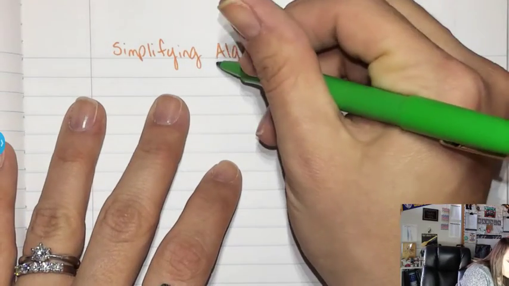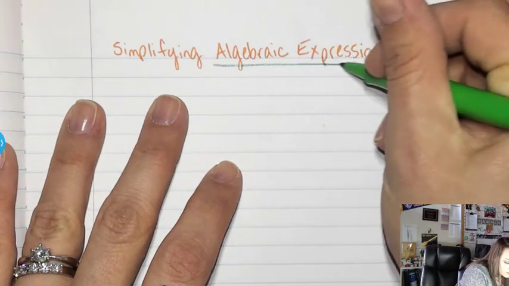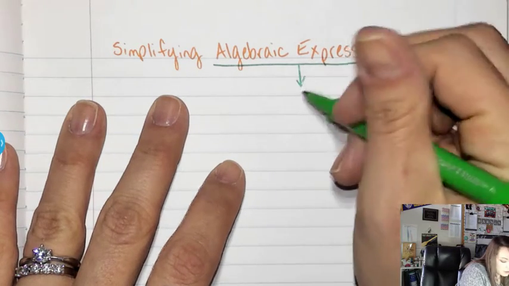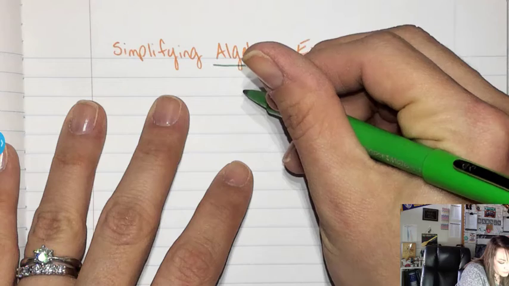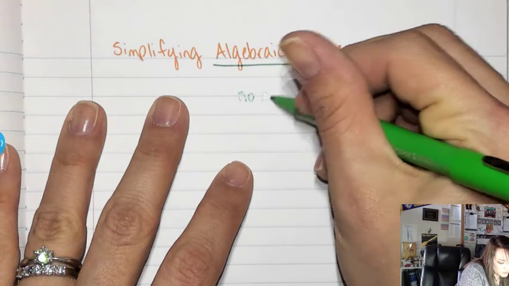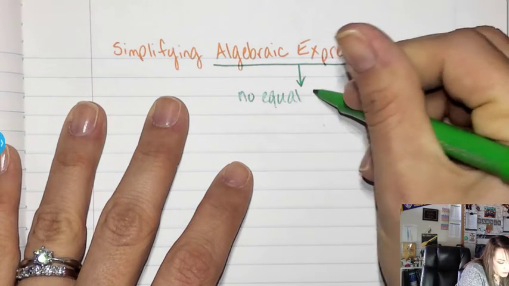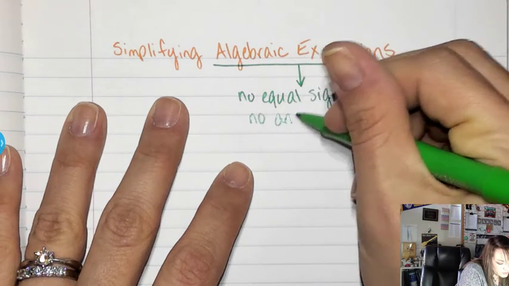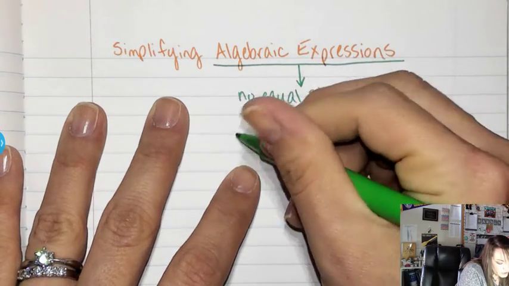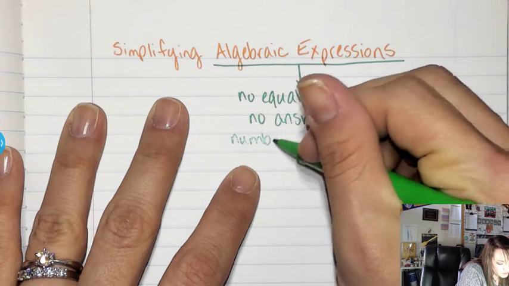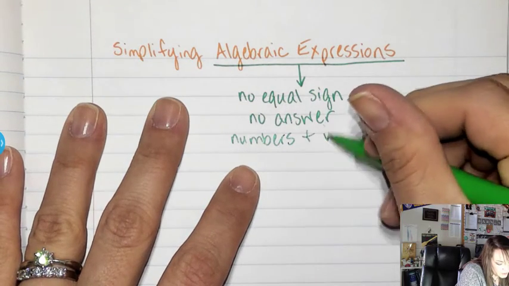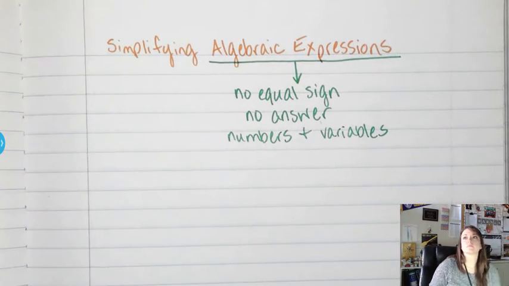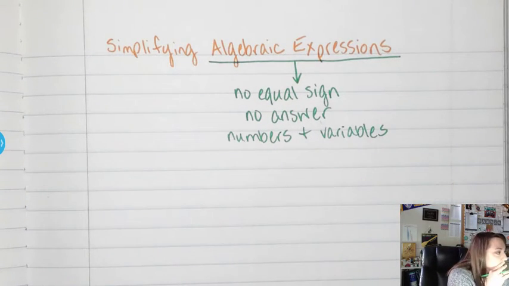An algebraic expression is... no equal sign. No equal sign. There is no answer. It is just numbers and variables. An algebraic expression has no answer.